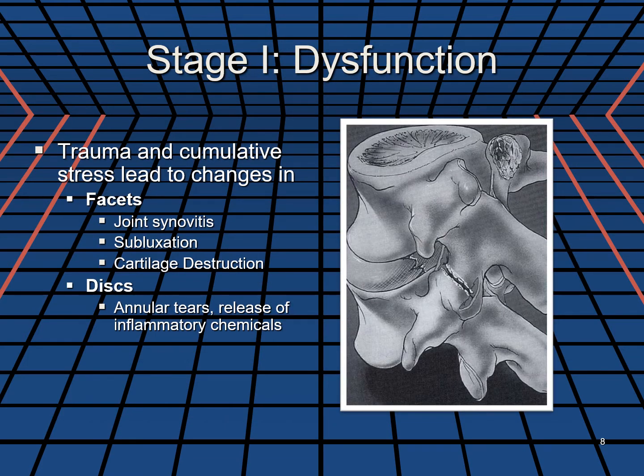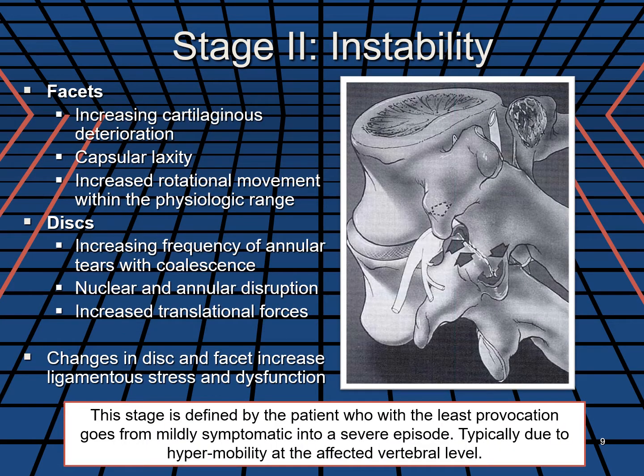Stage 1 or dysfunction, probably many of you out there have functional spinal units like this within your lumbar and cervical spine. It could be traumatic in origin or cumulative, but it leads to issues in the facets, such as inflammation or damage to the cartilage, as well as issues in the disc, such as annular tears. It's not necessarily painful, although it could be. It's not readily apparent on X-ray, although you will see evidence of it as it progresses further into the next stage, which would be instability.